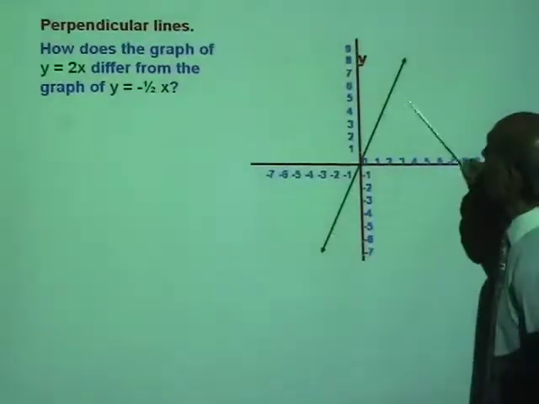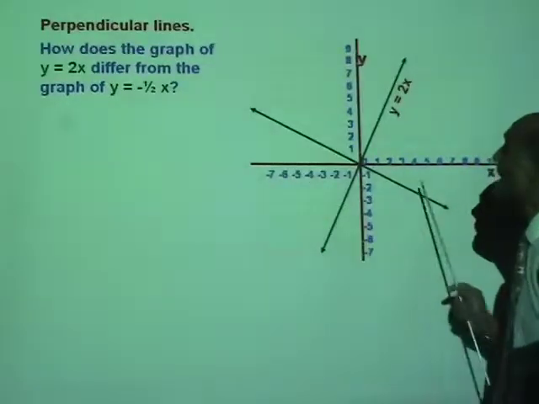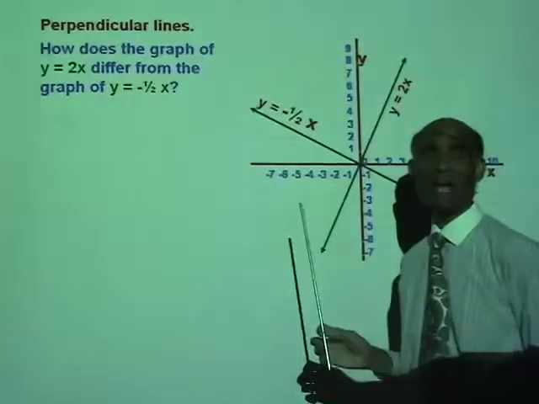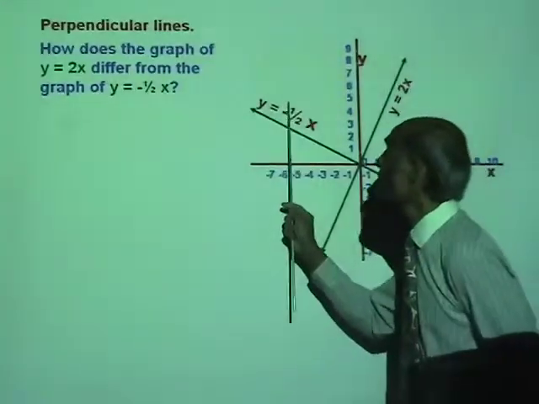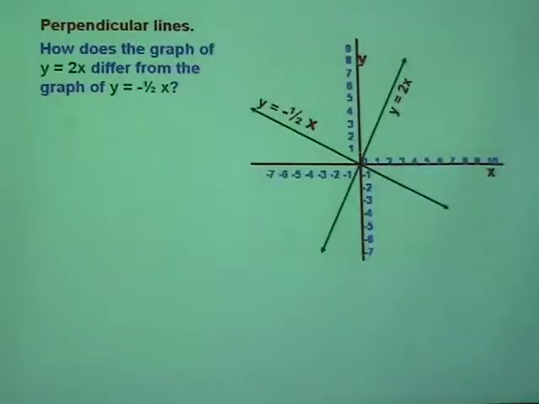This is the graph of y equal to 2x, and this is the graph of y equal to negative 1/2 x. What does the negative 1/2 represent? It is the slope. Now I'm going to write that down here. The slope of that line is m equal to negative 1/2.